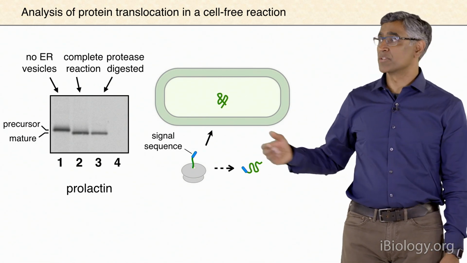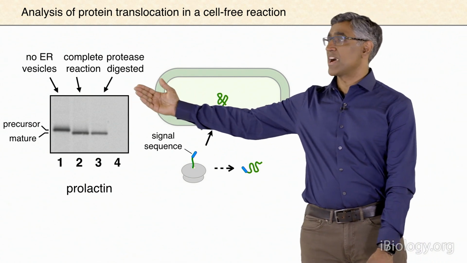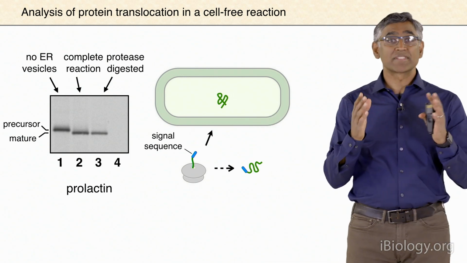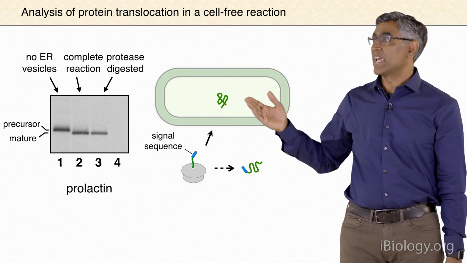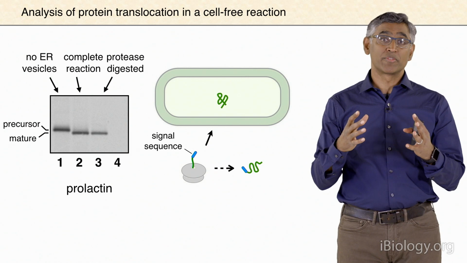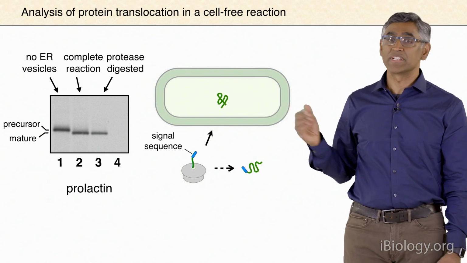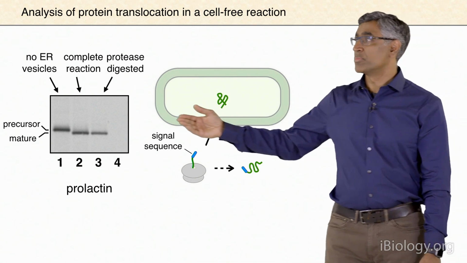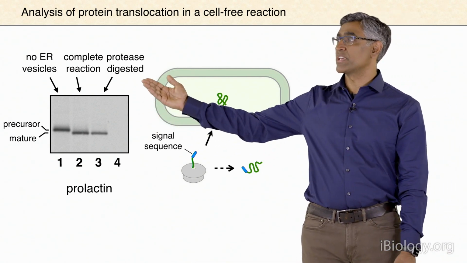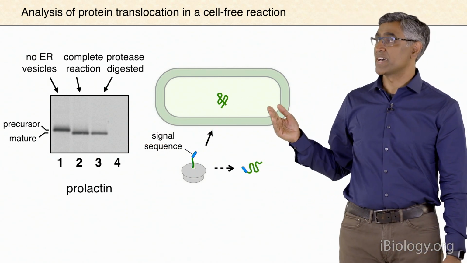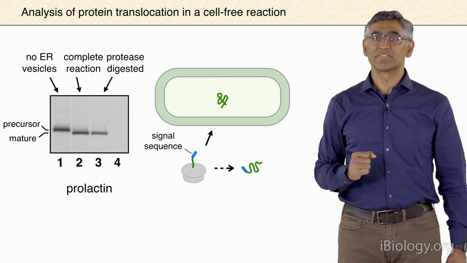If, however, you have a complete reaction that has all the factors, then the protein successfully gets imported into the ER, where that signal peptide gets removed, and you get a mature form of the protein. So that makes perfect sense. And you can, of course, show that that protein got into the lumen of the ER, because if you digest that sample with protease, then you retain protection of that product. And that's because it's protected inside the lumen of these vesicles.